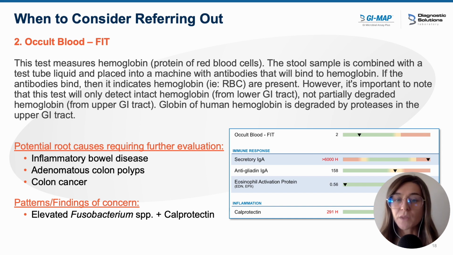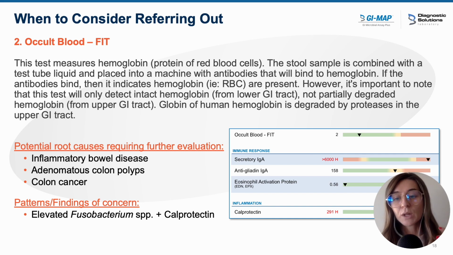It is important to note that this test is only going to detect intact hemoglobin, which is actually going to come from the lower GI tract, from the colon. It will not identify partially degraded hemoglobin, which will come from the upper GI tract. So the globin of human hemoglobin is actually degraded by proteases, which are present in the upper GI tract.